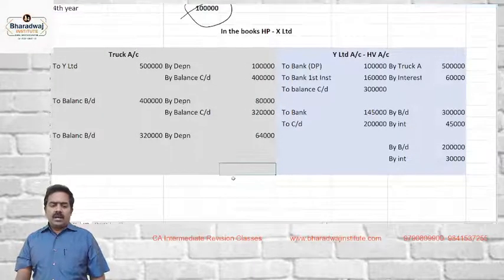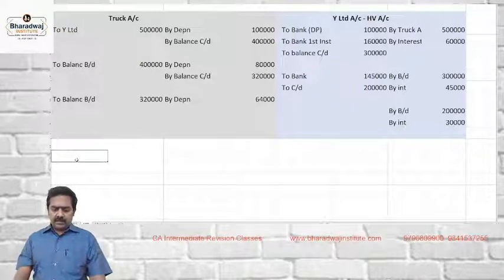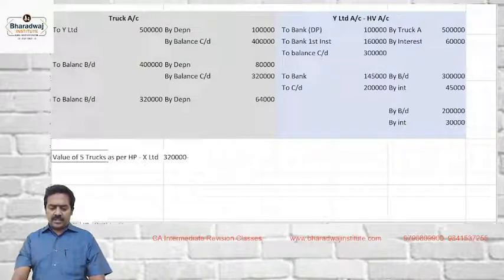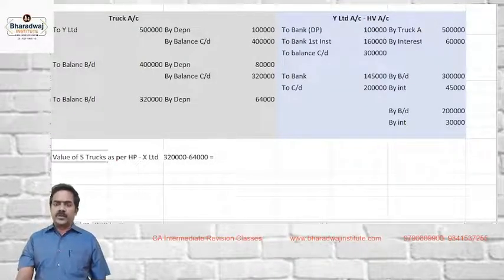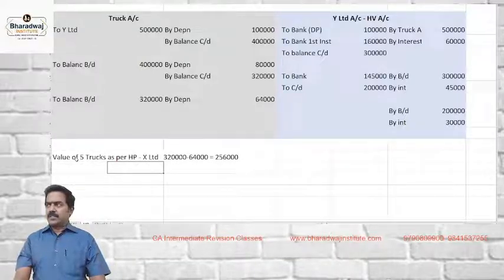Wait. How many assets are purchased? 5. We have to value the trucks. Value of 5 trucks as per hire purchaser. Who is the hire purchaser? X Limited. 3,20,000 minus current year depreciation 64,000. What is the value you are getting? 3,20,000 minus 64,000 is 2,56,000. Now, how many trucks are repossessed?